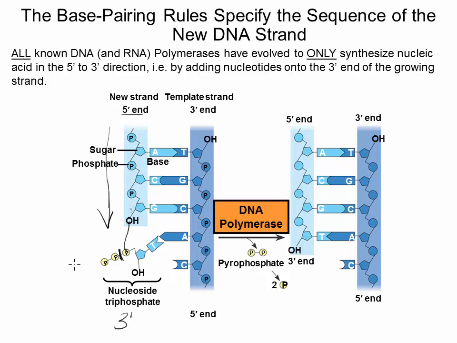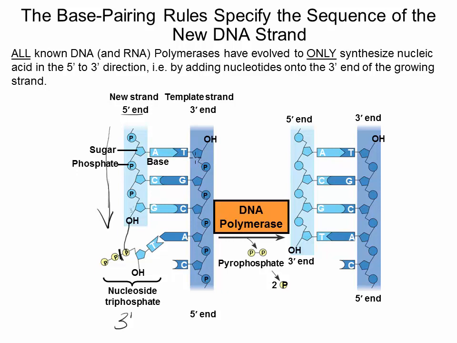And that's the way that all polymerases work, which imposes some limitations and causes some difficulties when we start thinking about copying DNA, because of course DNA is double-stranded, and those two strands of parental DNA are going to be running in opposing directions.